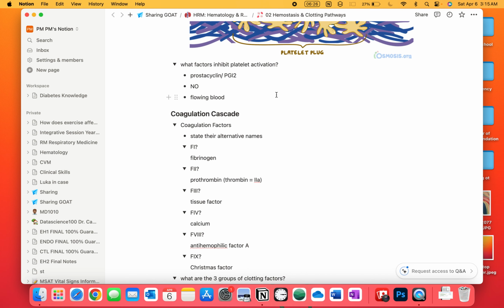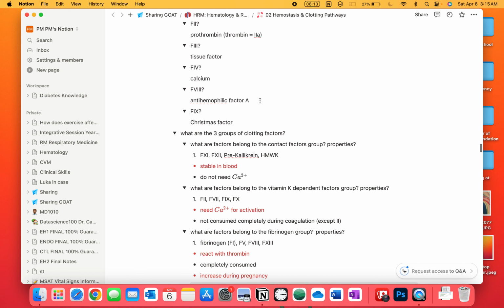What factors inhibit platelet activation? Prostacyclin, NO, nitric oxide, something like that. Flowing blood. Again, if the blood is flowing, you're not going to have the clots. If it's turbulent, you're probably going to get clots.